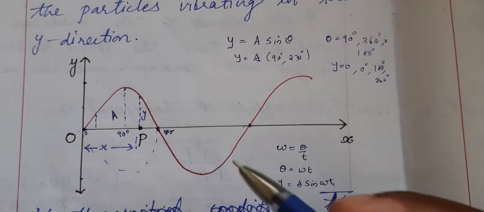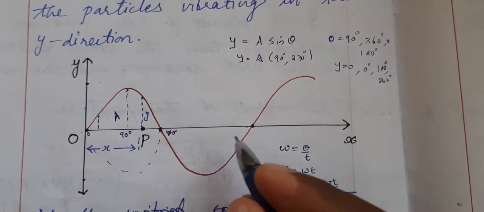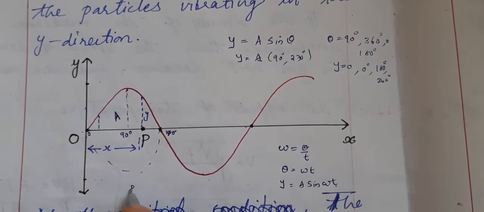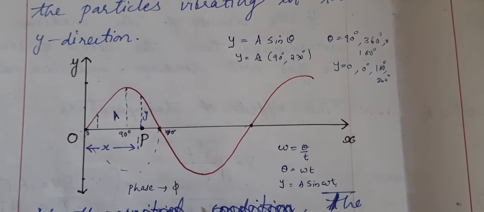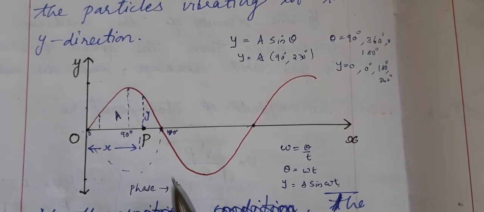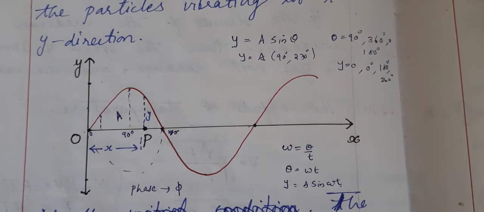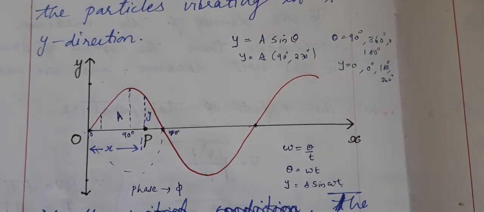So that representation we will show with the help of a term called phase. And that phase is represented as phi. This phi is a term showing how far behind the particle, the vibration or the displacement of the particle, is compared to the origin. So sometimes it can be even in the forward direction.